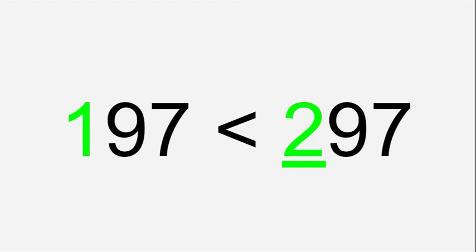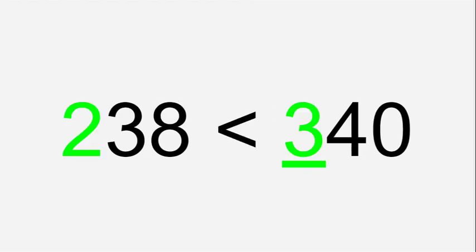When we compare these numbers, both numbers have 3 digits, so we will look at the very first digit, the hundreds place value. We'll compare the 1 and the 2. 1 is less than 2, so 197 is less than 297. It doesn't matter that both of those numbers have 97. We always start with the first digit if both numbers have the same number of digits. Check your work.